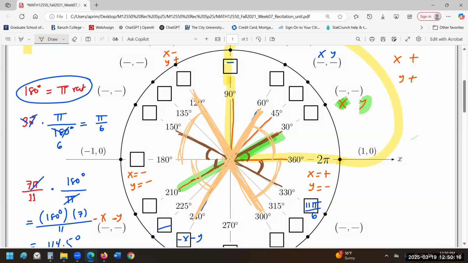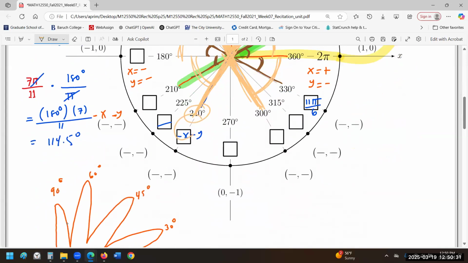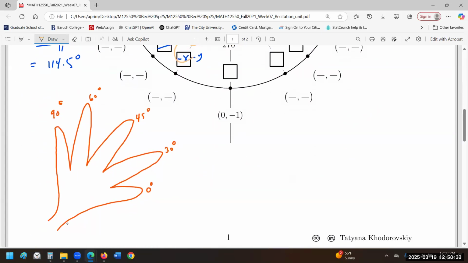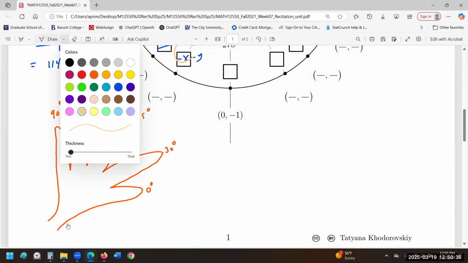Personally, I don't use the unit circle because I don't memorize them. I only memorize the first one, and then I use pi units to get the other ones. So if you know here, you add pi unit and you get this one. But anyway, let me show you how to find all the first quadrant values.